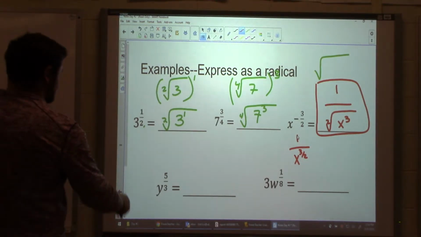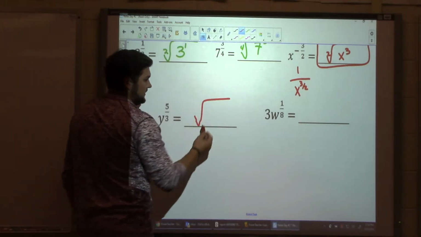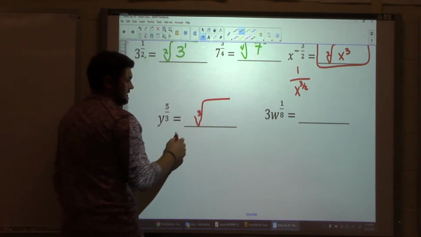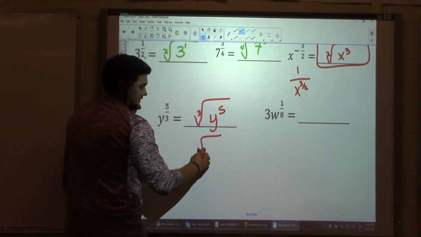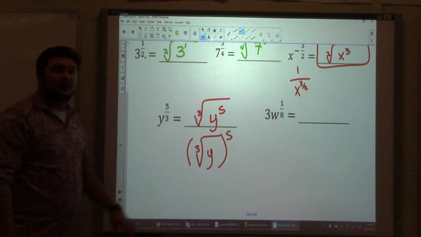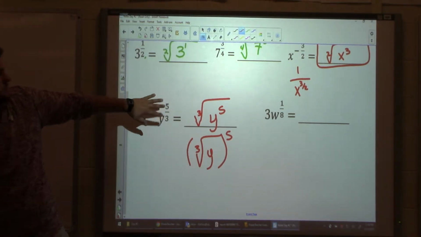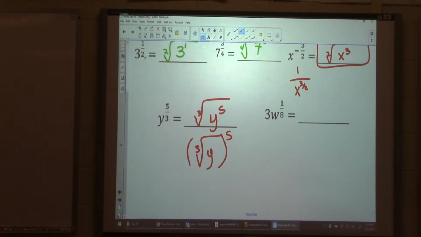Okay. Y to the 5/3. What's my root going to be? 3. And that's going to be y to the 5th. Or third root of y all to the 5th power. I will not always write both answers out for you guys. I'm going to do the top way 99% of the time, like I said. If you write the bottom way, do it that way. It's fine.